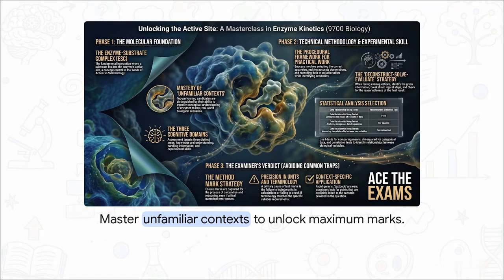Did you catch it? The big reveal is right there in the Phase 3 examiner's verdict section at the bottom of the slide. The student completely failed to include proper units in their calculations. But even worse, they didn't match their terminology to the specific unfamiliar context the question provided. They clearly memorized exactly how an enzyme-substrate complex works, but the second the exam threw a new real-world biological scenario at them, they just panicked and regurgitated a generic textbook answer. They completely missed the context-specific application.